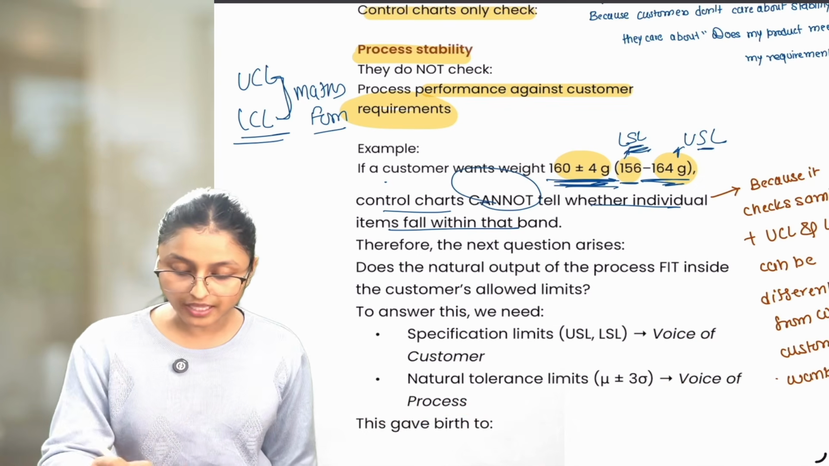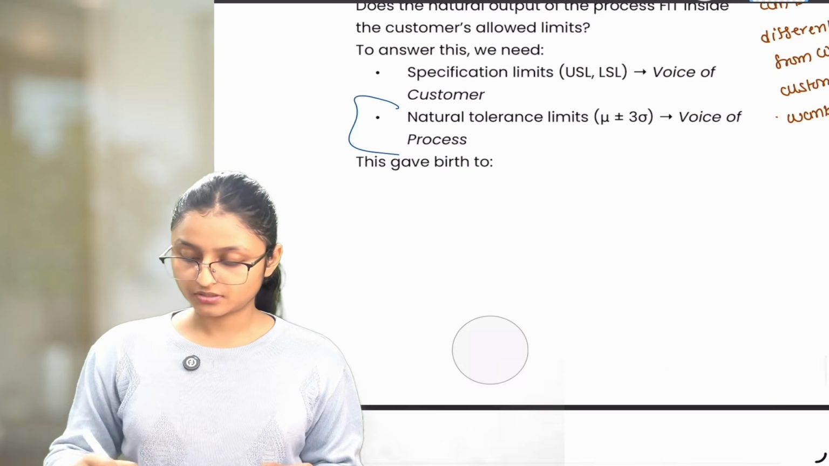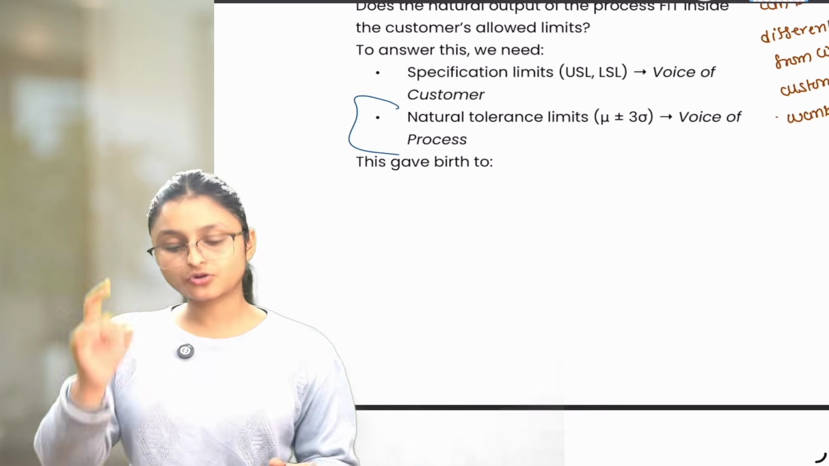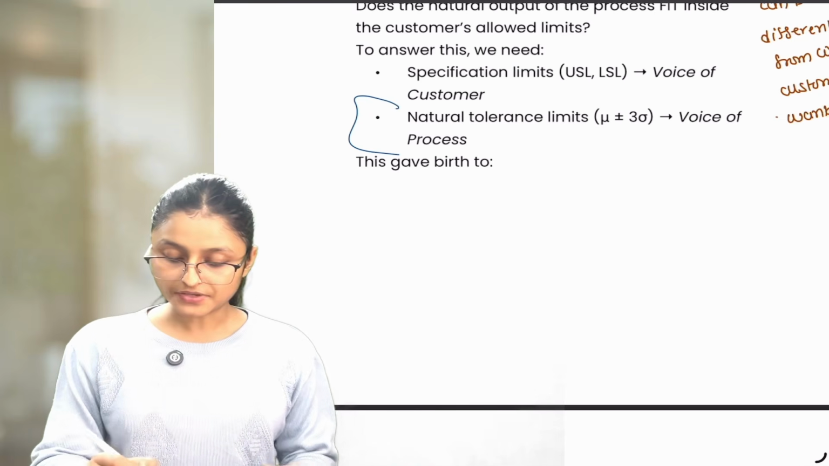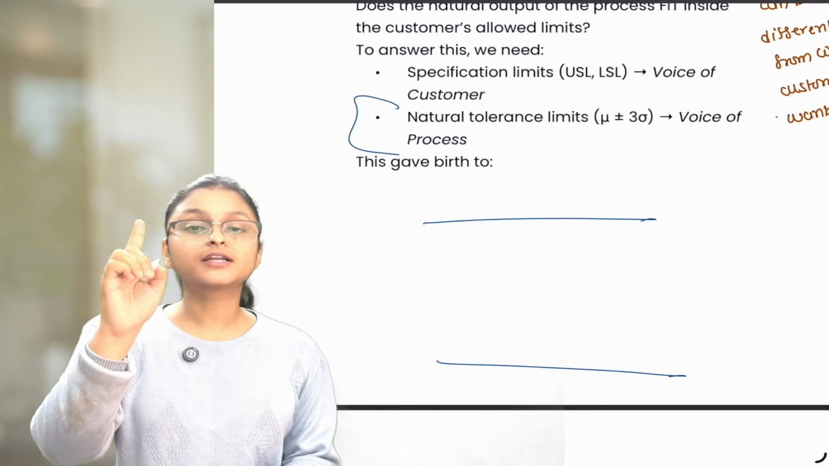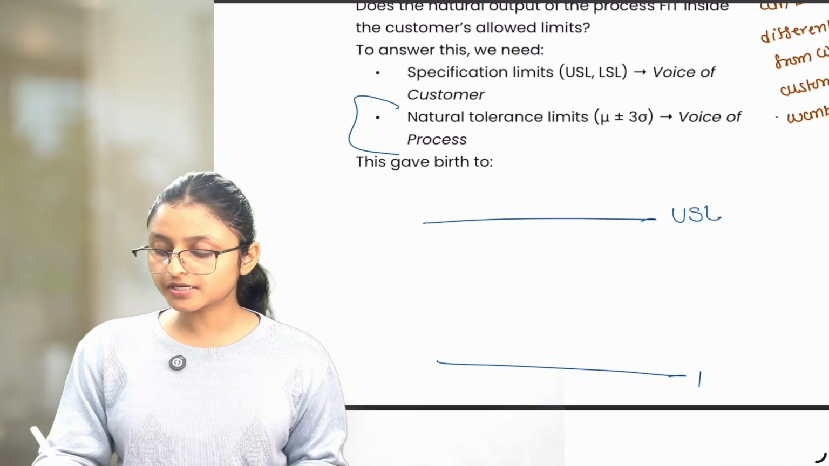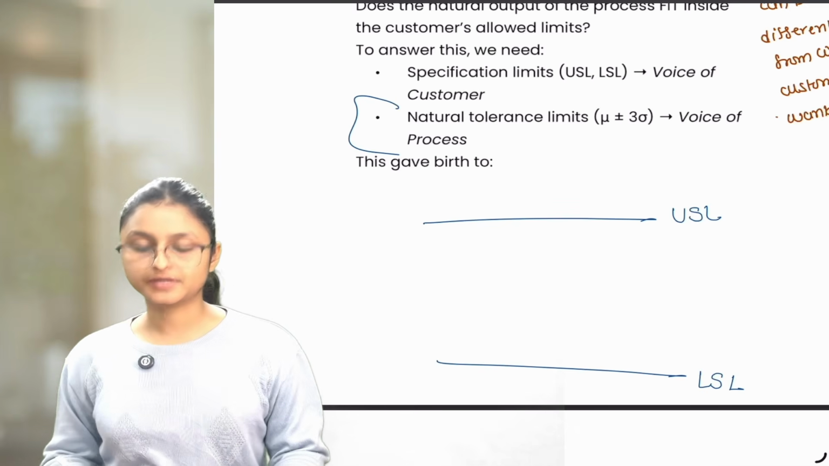Now, what is this natural tolerance limit? To understand this, let me just draw a chart. Similar to what we were drawing in control charts, we are drawing here also. But there we were using lower and upper control limits. Here we are using upper specification limit and lower specification limit.